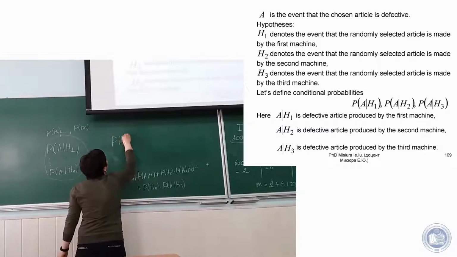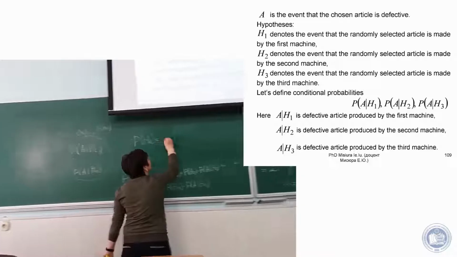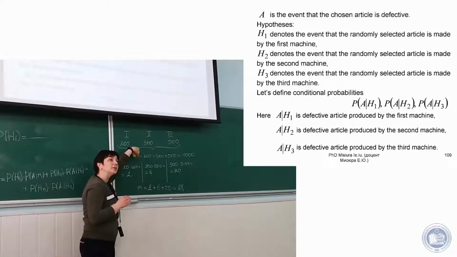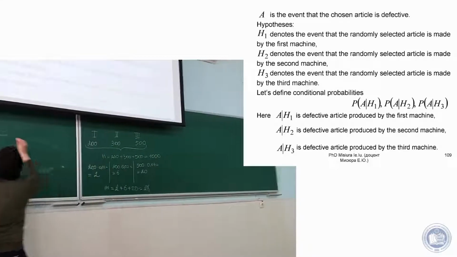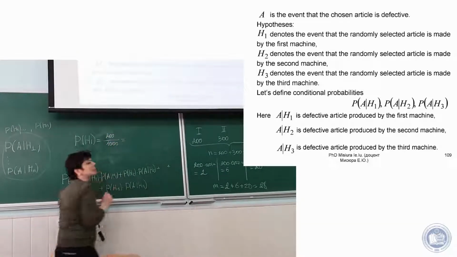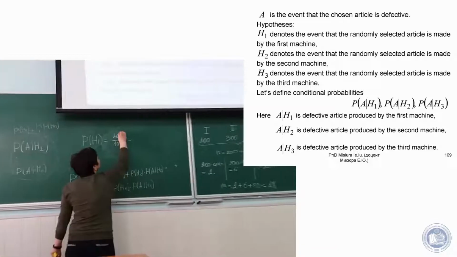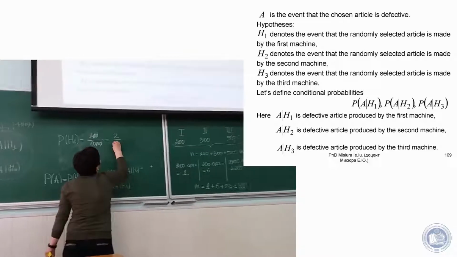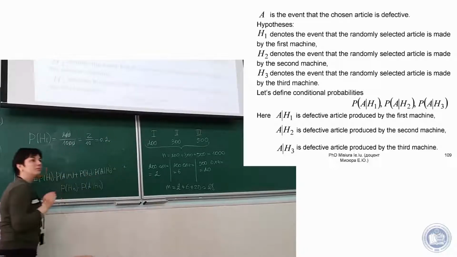Let's take P of H1. Yes? If you take the first machine, you remember that this machine gives 200 articles, yes? 200 out of total number. It means 200 divided by 1000. Is it correct or not? Okay. Let's cancel. Agree? Okay. And we have 2 divided by 10 or 0.2. Correct, not? Okay.